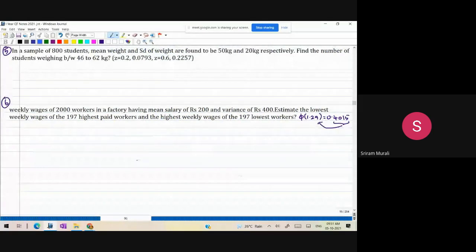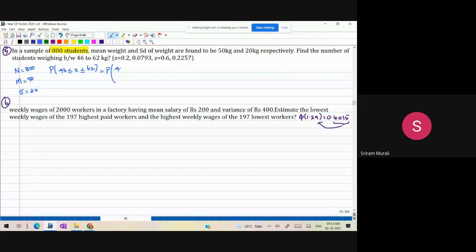Again, they have taken a sample of 800 students. In the 800 students, I take one student, his weight between 46 to 62 kg. What is the chance? Assuming mean is 50 kg and SD is 20 kg. So you are given capital N, 800, mean is 50, SD is 20. You have to find the probability of a student to get their weight between 46 to 62.